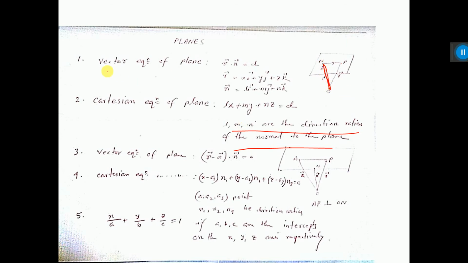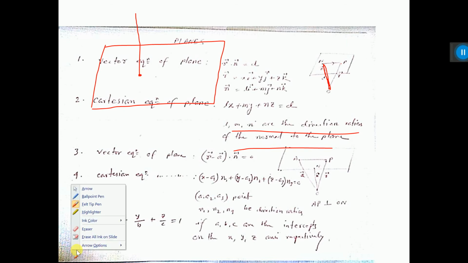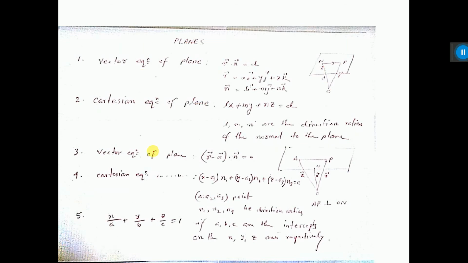Normal to the plane means, one plane is there, you are drawing one perpendicular from any point on the plane. This is normal to the plane. Is that clear up to this? Tell me.